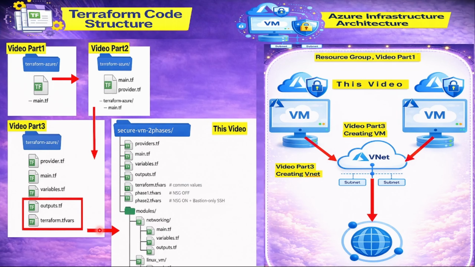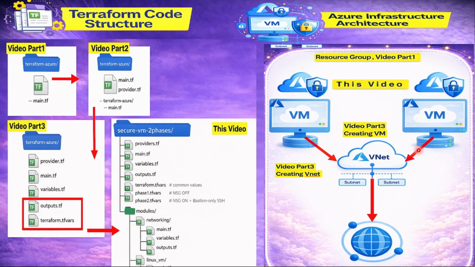As you can see, we evolve our Terraform infrastructure step by step. On the left side, our code structure has matured. In this video, we are going to take it further by implementing Terraform modules, just like real production environments. On the right side, we've already built the foundation, like resource group, virtual network, and our first virtual machine. Now it's time to make it secure.